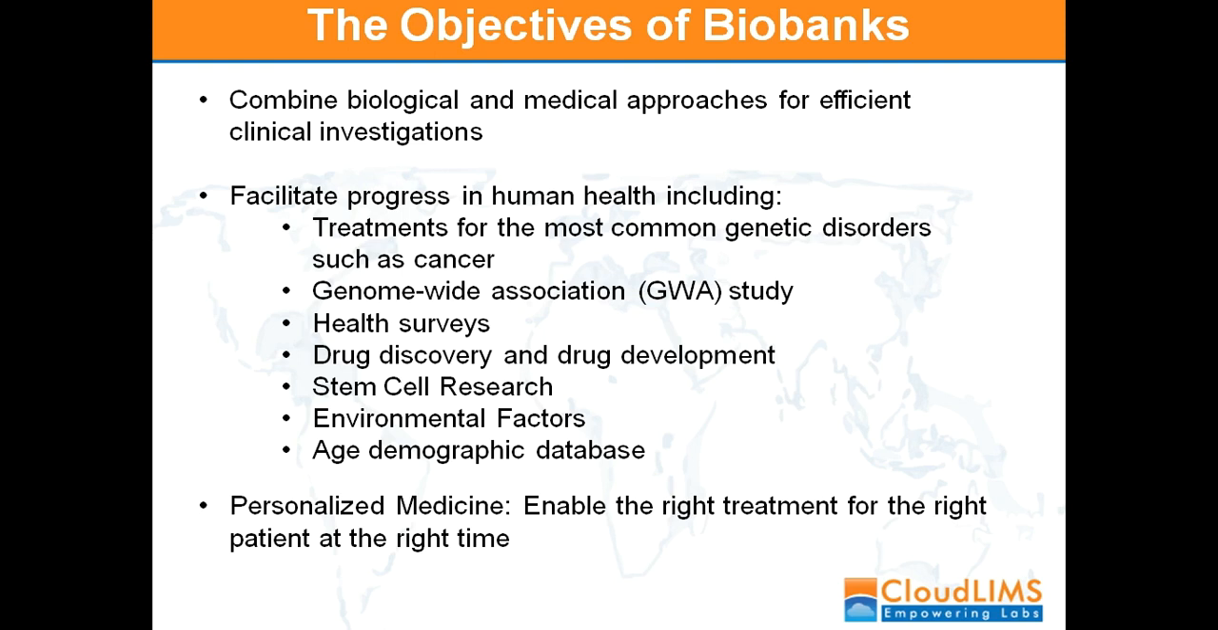Aging demographic database. Many countries have an aging population where a greater portion of society is elderly. Healthy aging is an important area of research to improve the life of elderly people. They are economically inactive, and also they are heavy users of healthcare. And the most important objective of biobanks is personalized medicine. This is treatment that is tailored to the particular genetic makeup of the individual receiving it. Humans are all similar, but there is a lot of genetic variation between individuals.